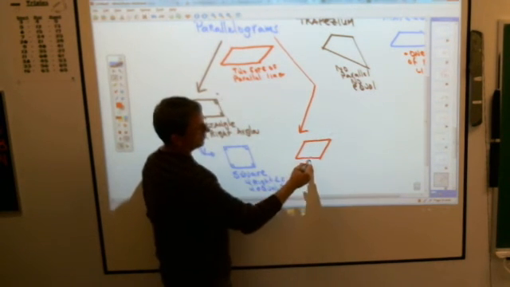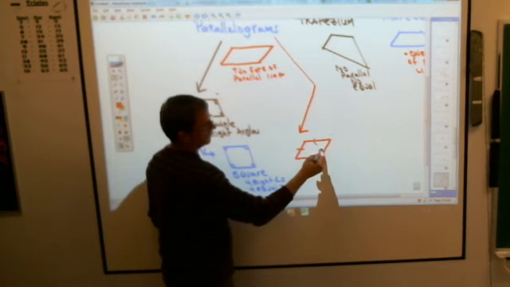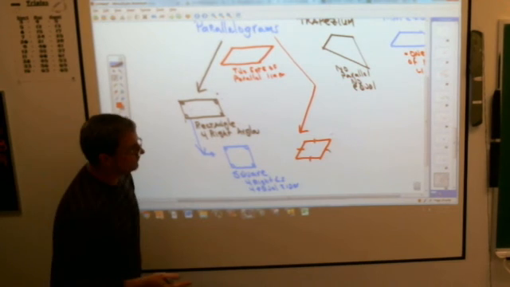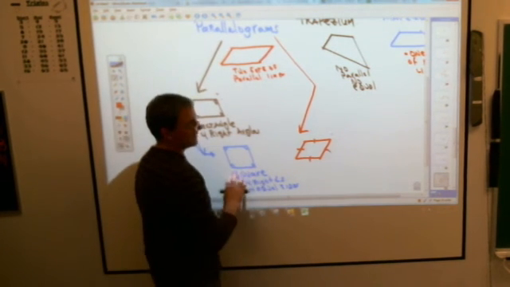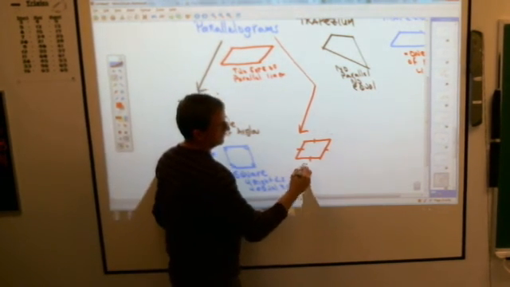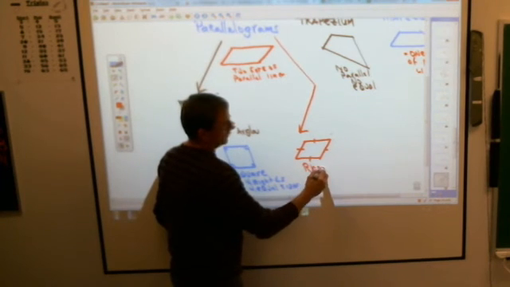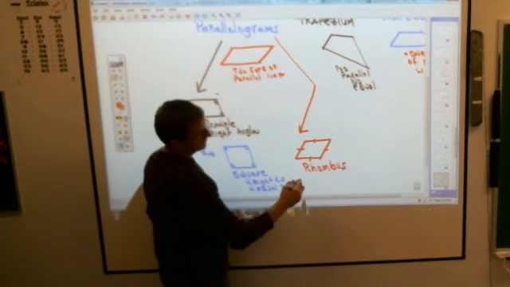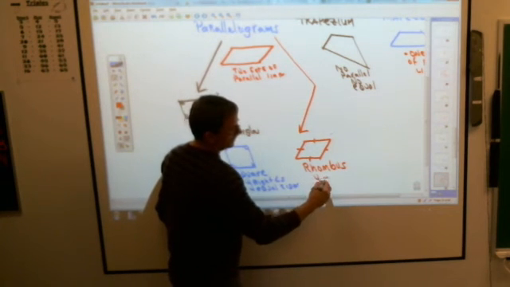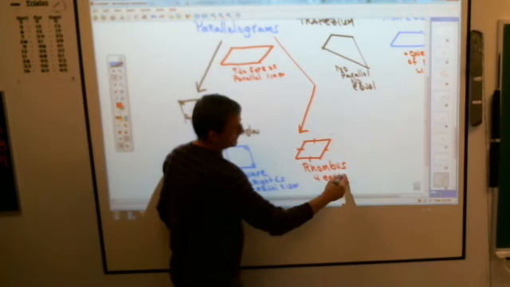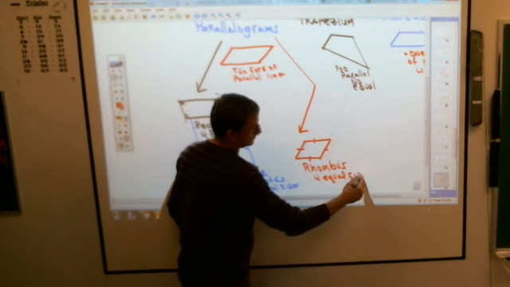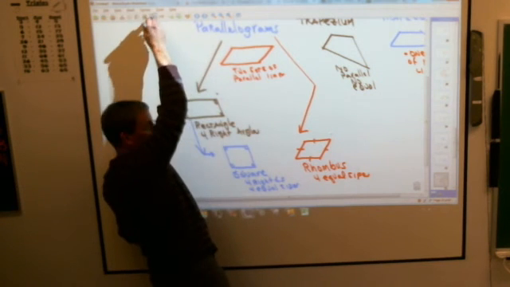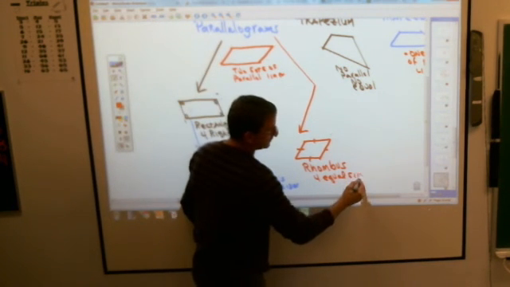And by the way, when we show equal sides, we do this little hash mark thing. A parallelogram that has 4 equal sides but not 4 right angles is called a rhombus. It just has 4 equal sides.